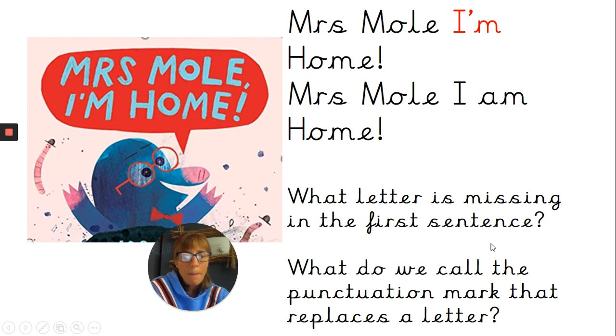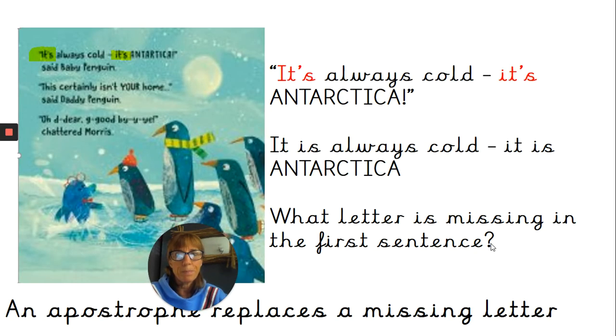So what do we call that punctuation mark again that replaces the missing letter? It's called an apostrophe. All of you say it. 1, 2, 3. Apostrophe. It's quite a long word.